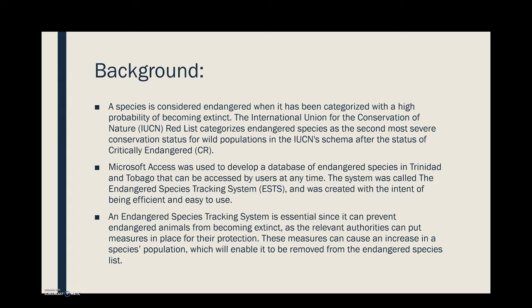Background. A species is considered endangered when it has been categorized with a high probability of becoming extinct. The International Union for the Conservation of Nature, IUCN, Red List categorizes endangered species as the second most severe conservation status for wild populations in the IUCN's schema after the status of critically endangered.